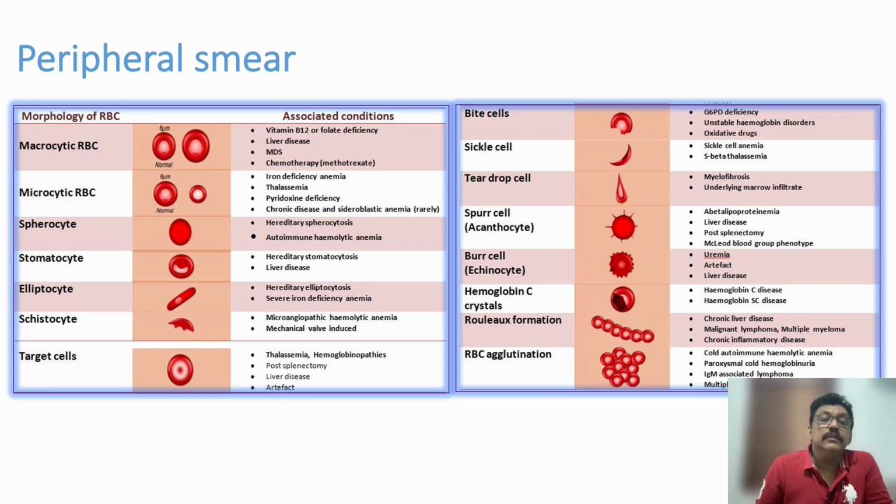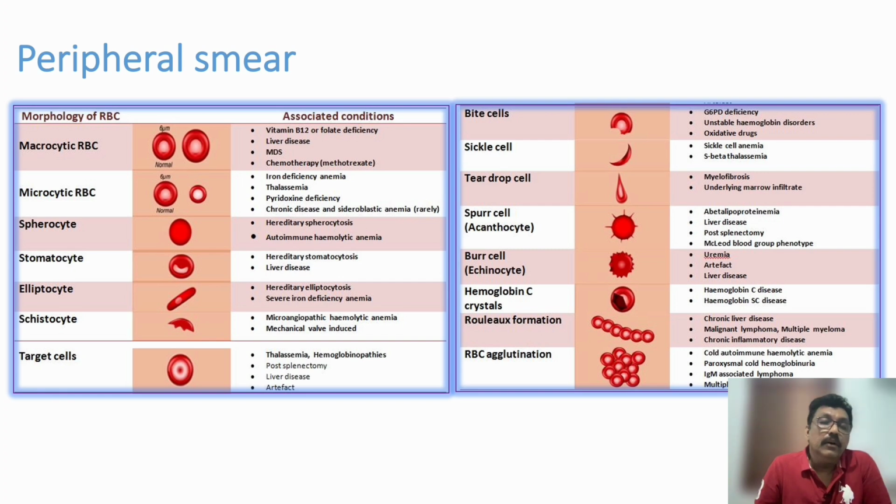These target cells are commonly seen in different types of hemolytic anemia. All these things are given in detail in this chart. Bite cells, sickle cells, teardrop cells, spur cells, burr cells, hemoglobin C crystals, rouleaux formation, RBC agglutination. So many different types of cells you can see in the peripheral smear.